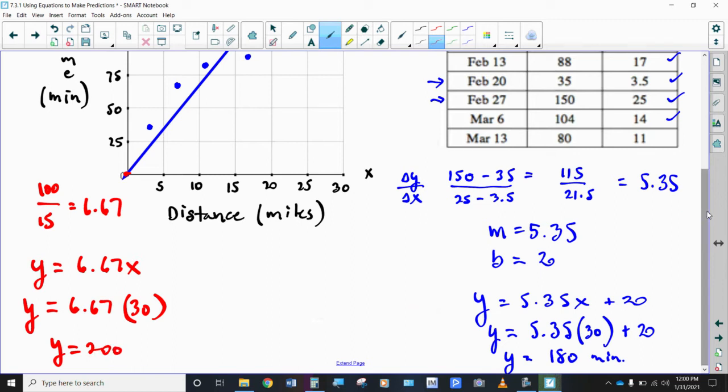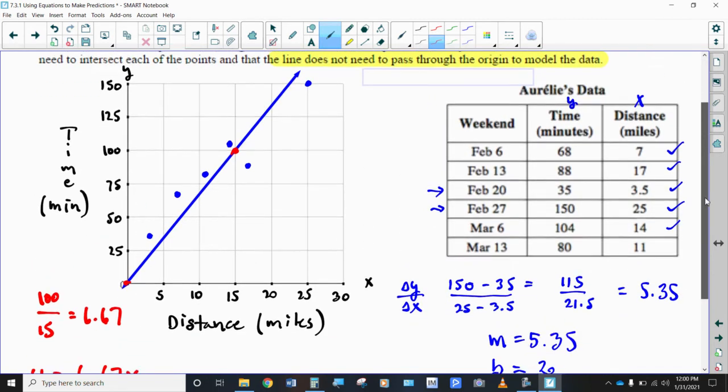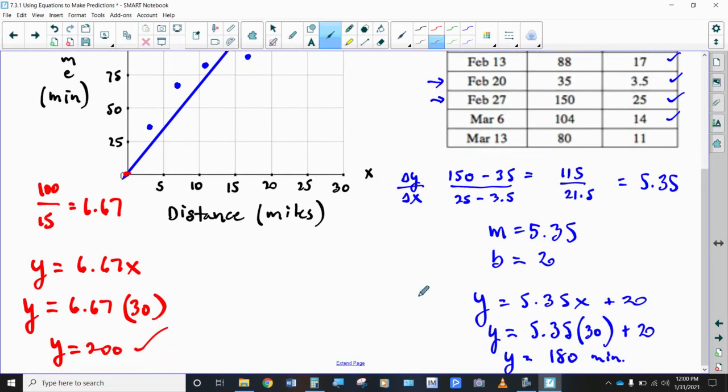Okay, so look at the difference here. When I turned it into a proportional type situation, our estimation was about 3 hours and 10 minutes. When we followed the data, it appeared to be about 3 hours or 180 minutes. So is there a huge difference in our answers? Not really. Not really at all. But it did make a slight difference.